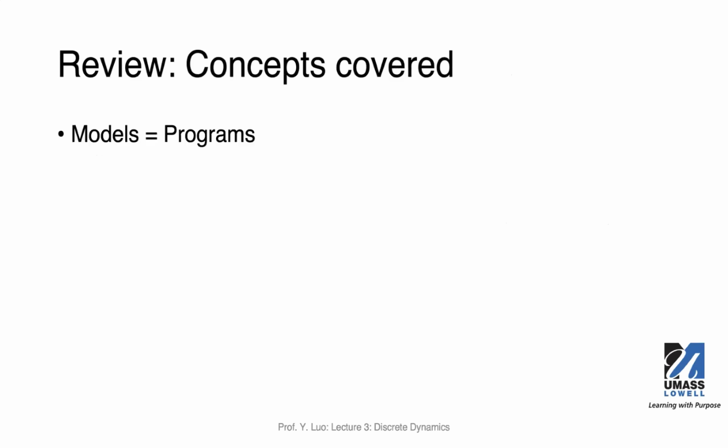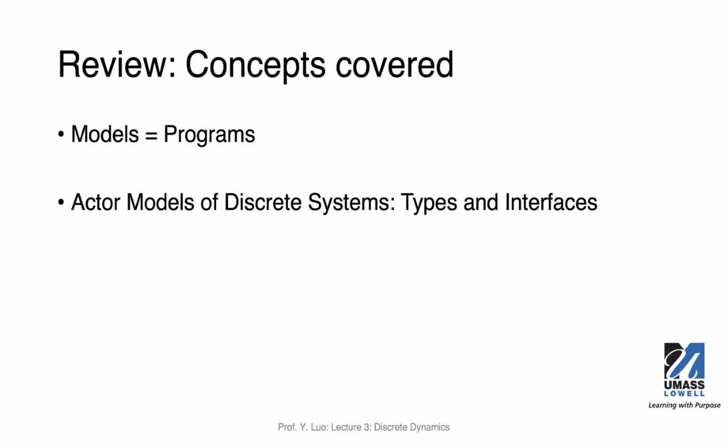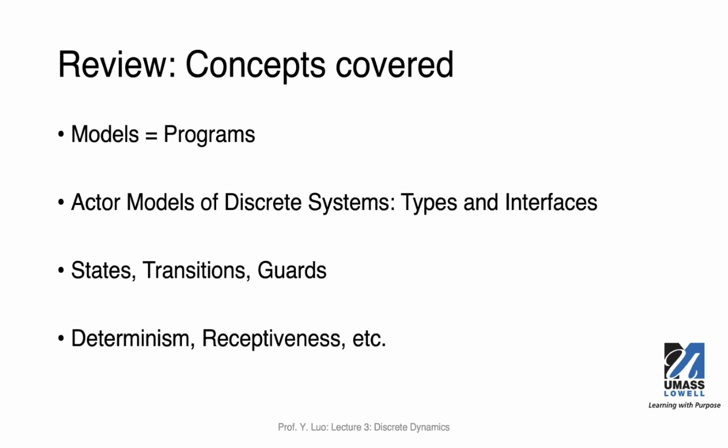Okay, so in terms of finite state machine discrete dynamics, we talked about models and reactive state machines. And we talked about actors, input signals, output signals, their types, pure signals and numerical value types. We talked a lot about states, transitions, guards, and actions. And we also talked about determinism, receptiveness, and non-deterministic finite state machines.